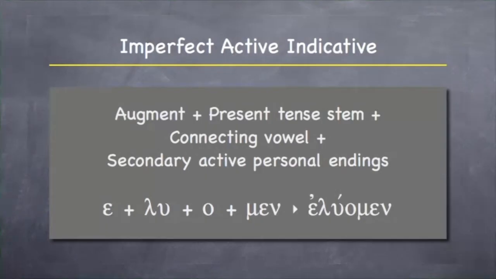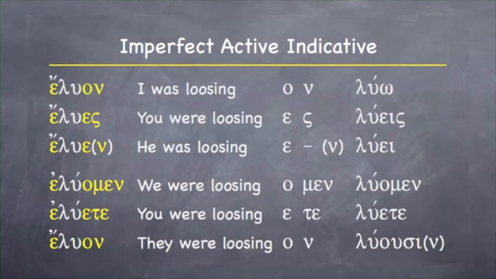Does that look familiar? Yeah, it's the same as the primary ending, isn't it? We'll get back to that in a second. Anyway, you end up with eluomen. Okay, so there is your first person plural imperfect active indicative form of luo. Look at the full paradigm and you get eluon, elus, elue, eluomen, eluete, eluon. You go over and you can see that the true secondary active personal endings are nu, sigma, nothing with a nu movable, men, te, nu. When you combine that with the connecting vowels, you end up with on, s, e, omen, ete, on.